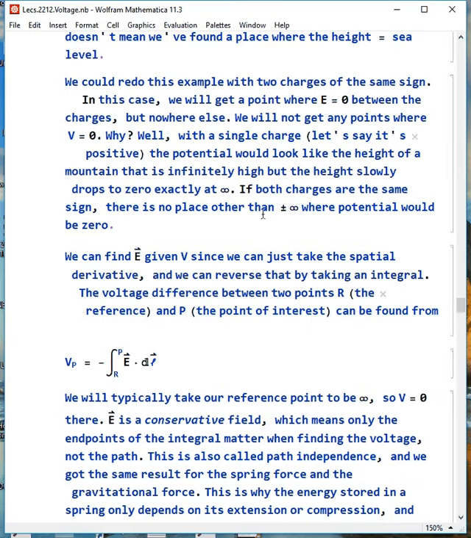We could redo this example with two charges of the same sign. In this case, we'll get a point where E equals 0 between the charges, but outside that region, their E fields point in the same direction, so they can't cancel each other. We won't get any points where V equals 0, and the reason why, let's go back to the gravitational analogy and think of the potential as like the height of a mountain. We'd have an infinitely high mountain on each charge, and that height would drop off to 0 as we go to infinity, but if both charges are the same sign, there's no place other than positive and negative infinity where the potential would be 0.